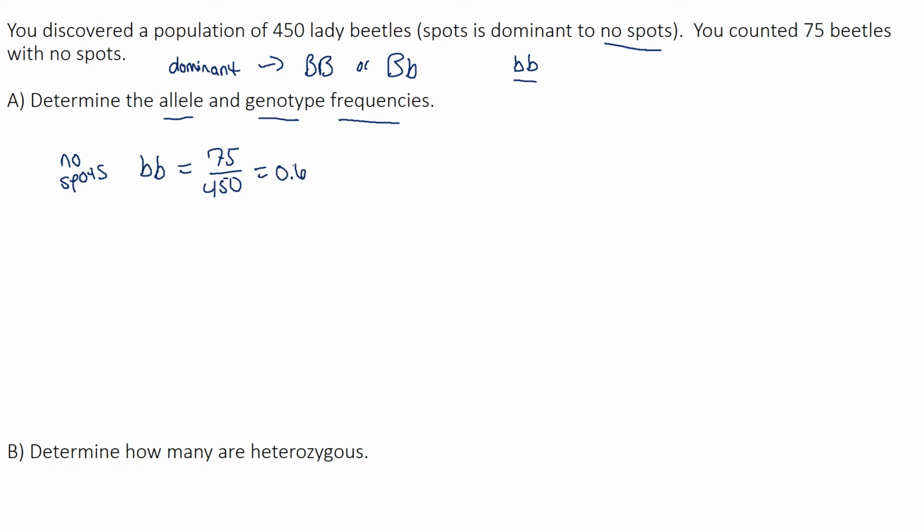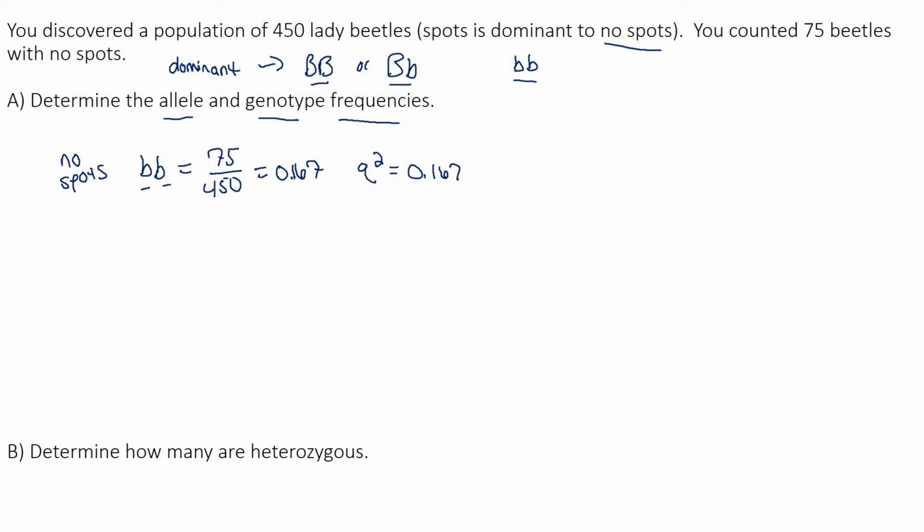So that is going to equal, after calculating, 0.167. We're going to round to 3 decimal places, and you should probably do that in the lab as well. Now, little b, remember, is going to be the same as q squared. So we know q squared is 0.167, right? So what would you want to do next?